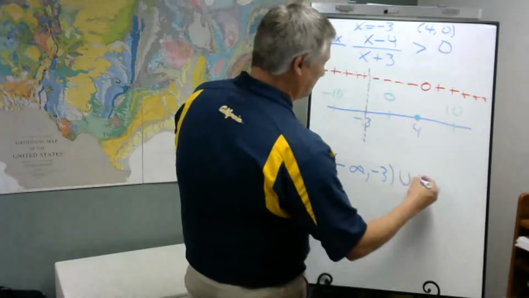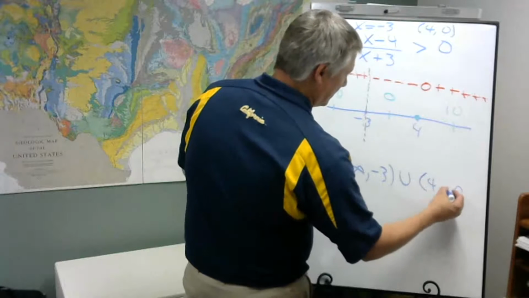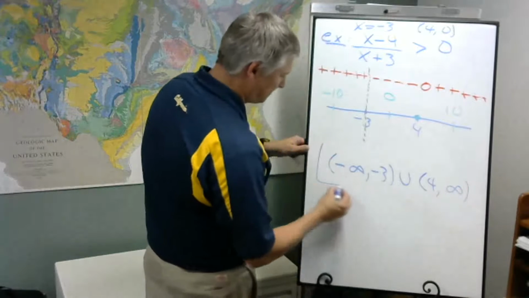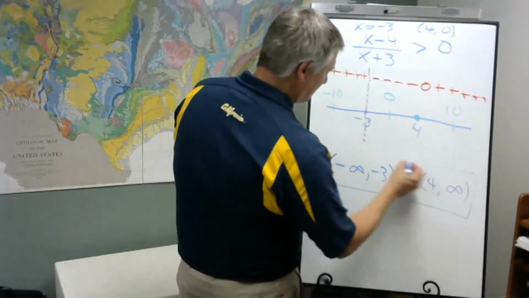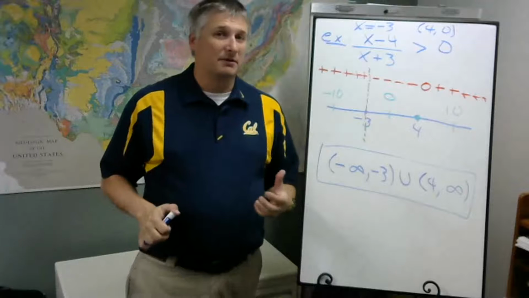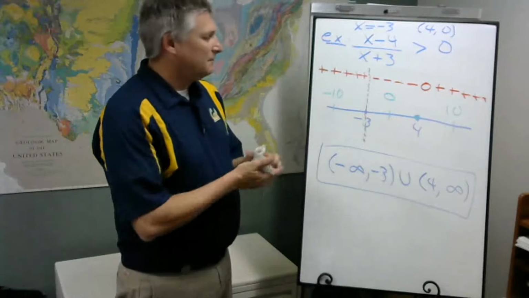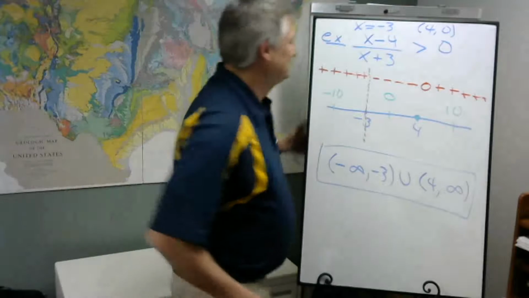So we'll have negative infinity to negative 3, union 4 to positive infinity. And that's going to be your answer. Now let's take a look at another one.